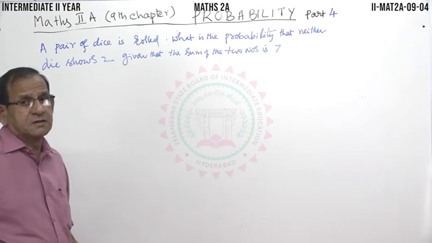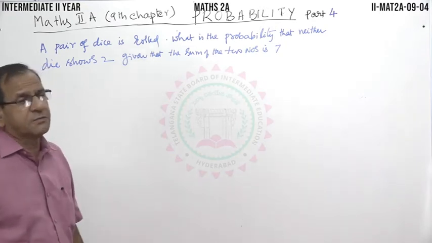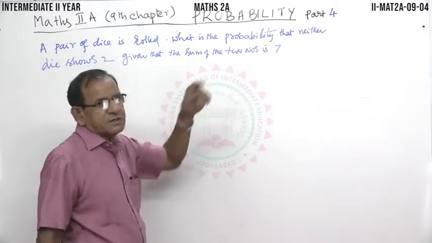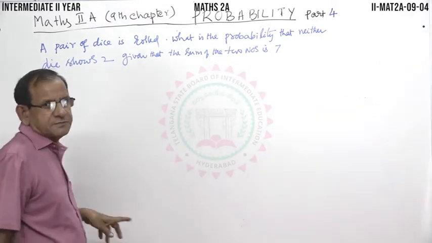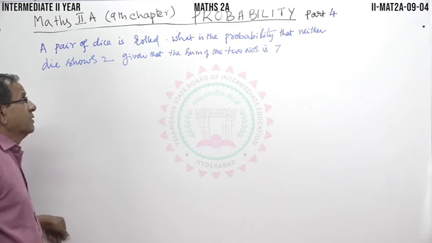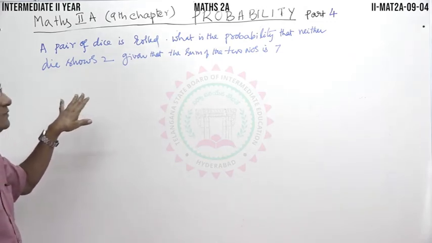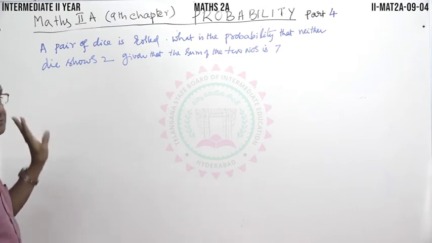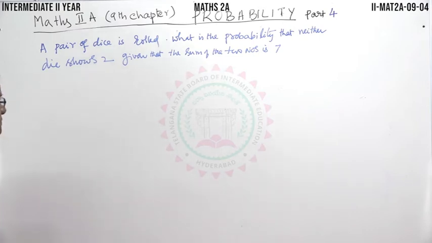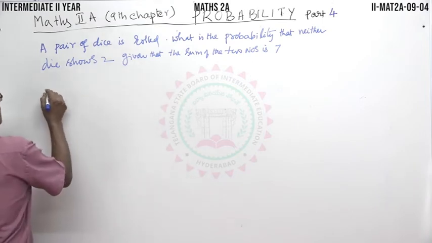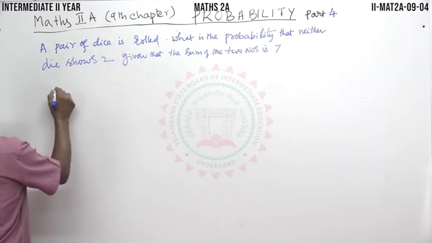It is a problem on conditional probability. Here it's given that the sum of the two numbers on the two dice is 7. Then in that case, what is the probability that no die will show 2? Neither die. What is the probability? First of all, let us take that E.